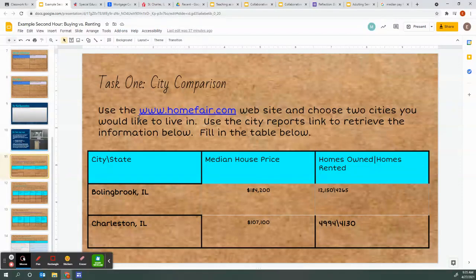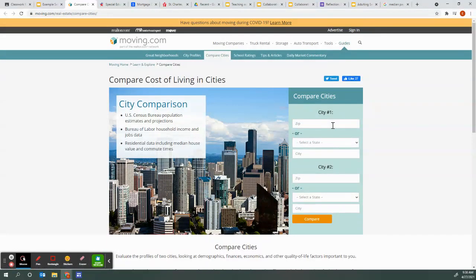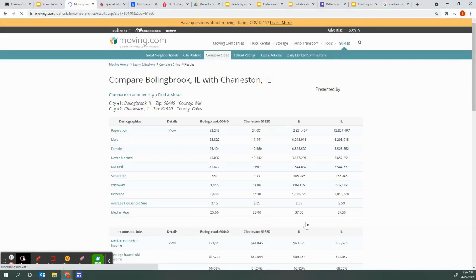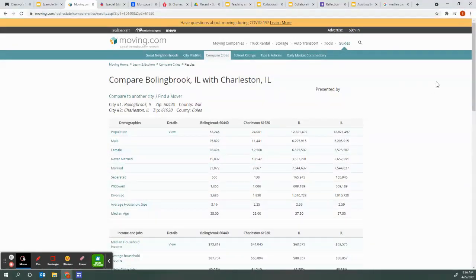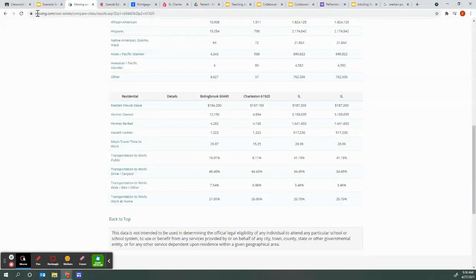So the first thing that we did is we used this website to compare two cities and states. So what you want to do is look up the zip code for the city and state that you're wanting to compare, because when we put in city and state, it didn't work as well. So I compared Bolingbrook to Charleston, Illinois, so both in the same state. And then I clicked on compare and it gave me all this information. What you're concerned about is the last section, which is on housing.